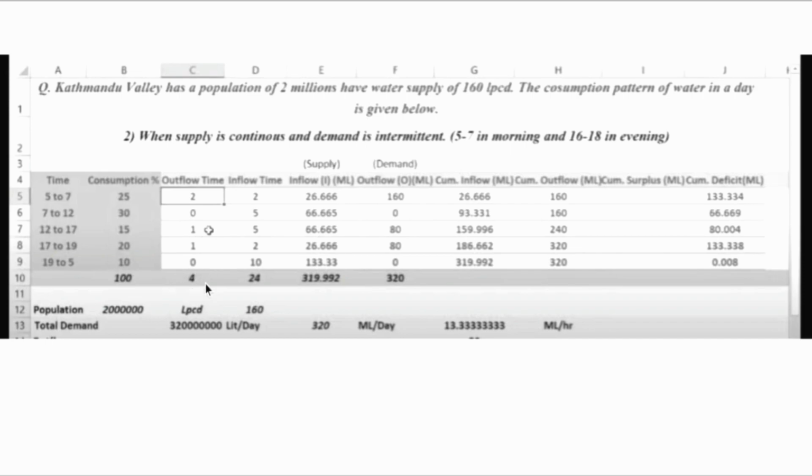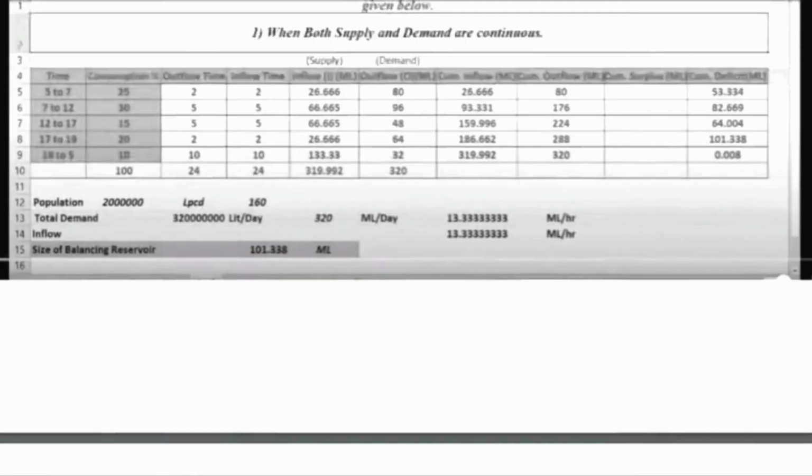So outflow is 320 divided by 4 into 2, 320 divided by 4 into 1, and 320 divided by 4 into 1. Inflow is the same: 320 divided by 24 into 2, 320 divided by 24 into 5, and so on. Like that in this question.